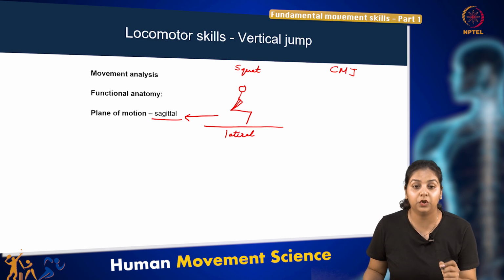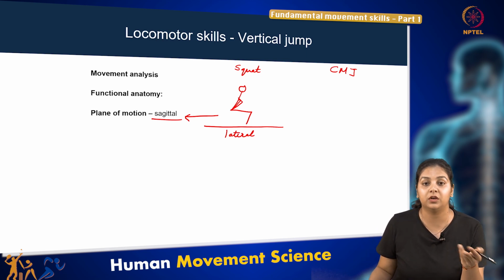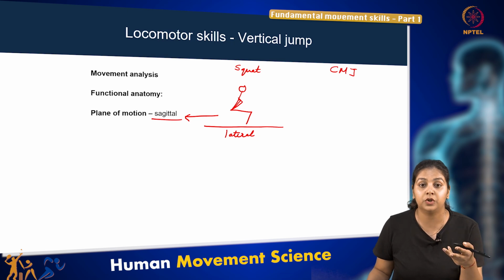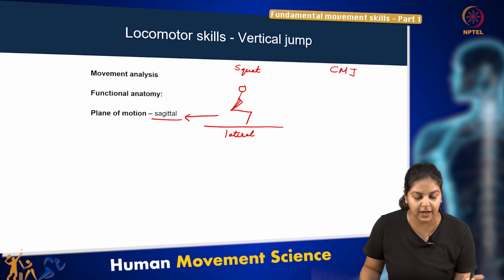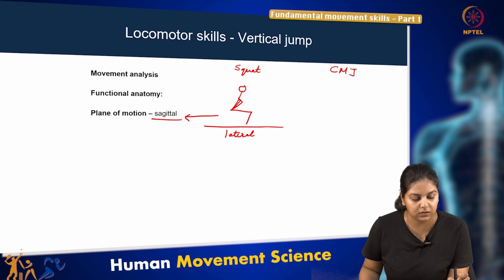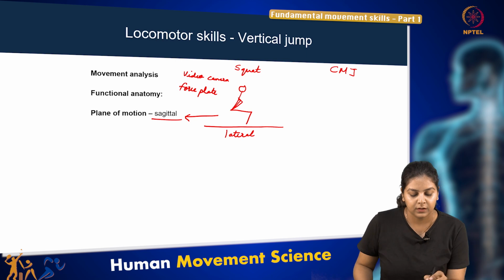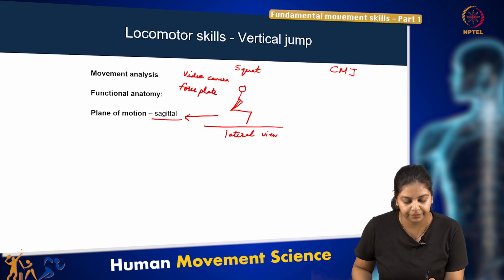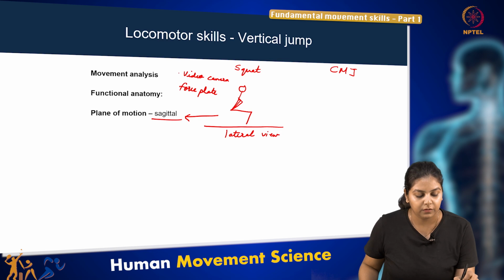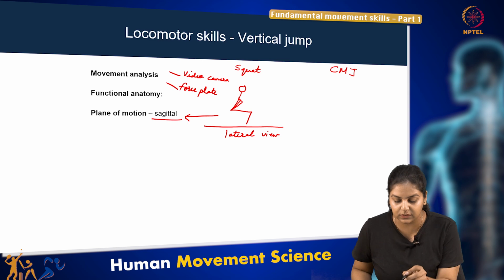So going back to when you're analyzing this, you can do this using a video camera. You could also do it using force plates. So the way you would analyze this is, let's just put this here. So there's video camera, there's force plate, and we look into what are some of the important variables in the next few slides. So this is the lateral view, and you've got the video camera and force plates as the sources that you can use to analyze these.